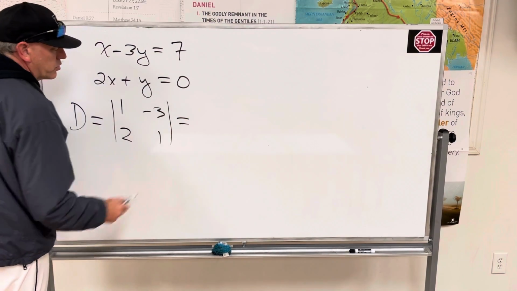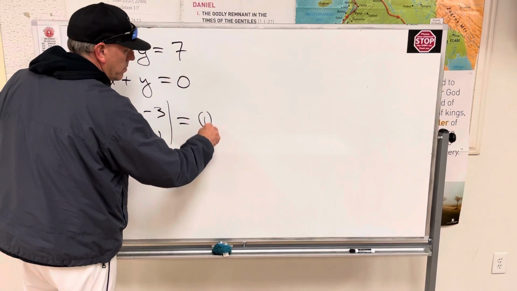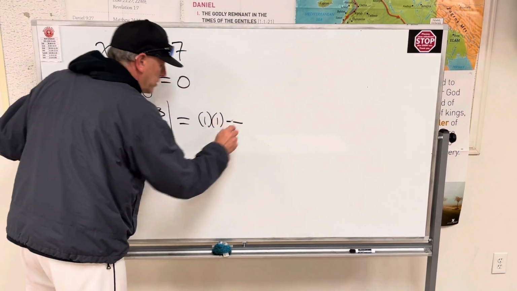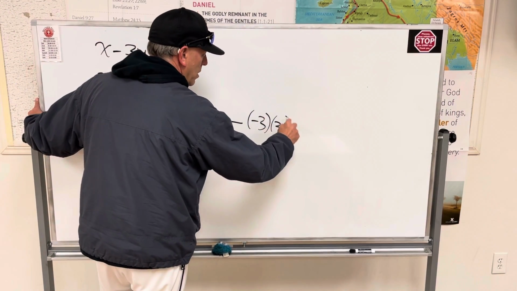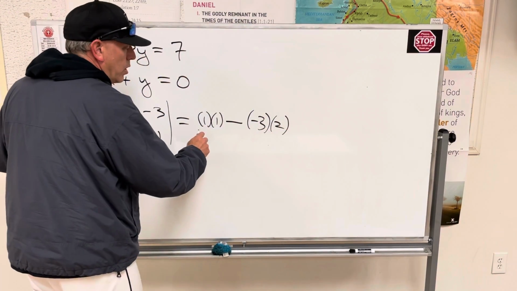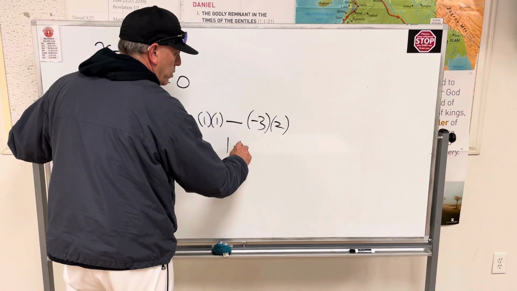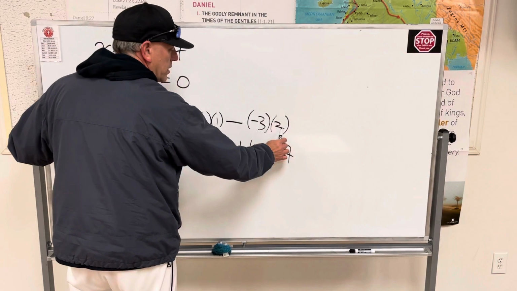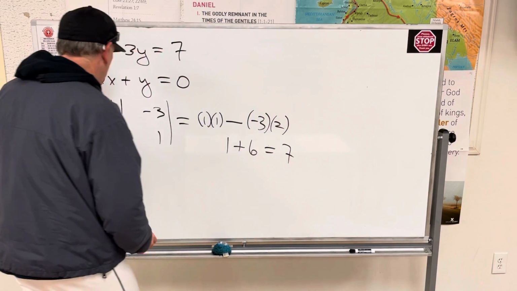All right, so for this determinant, we're going to take 1 times 1 and then minus 3 times 2. And this will equal 1, and notice there's a plus there. 1 plus 6 is equal to 7. See, minus 3 times 2 is minus 6. Minus a minus 6 is plus 6, gives us 7.